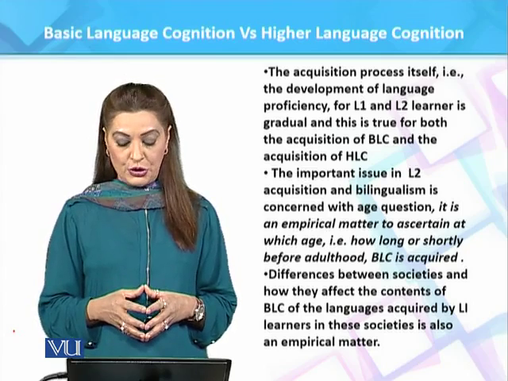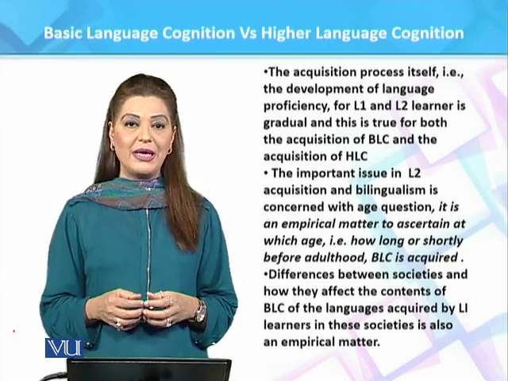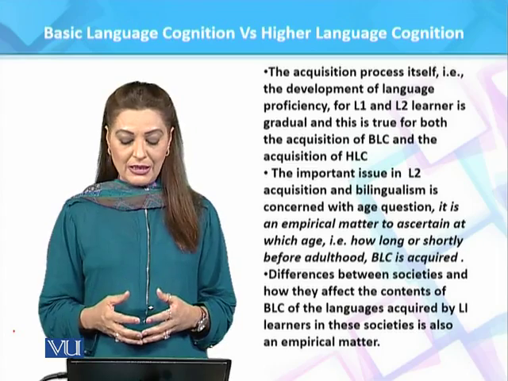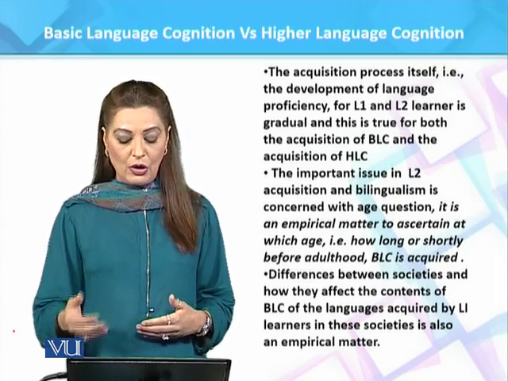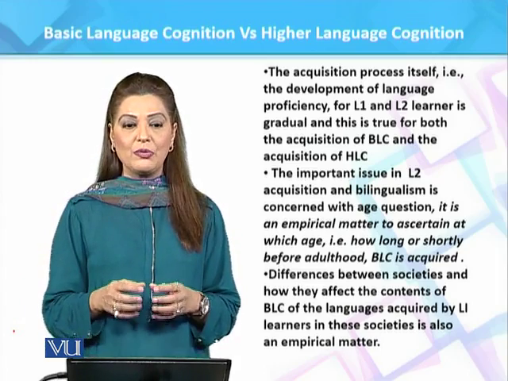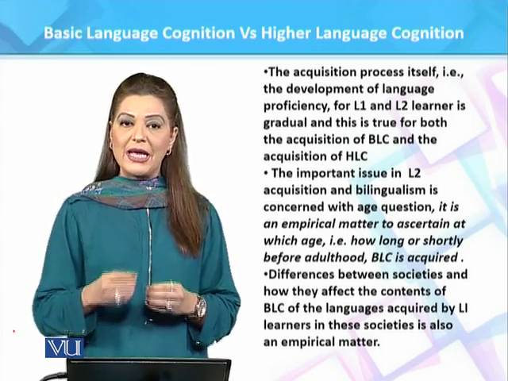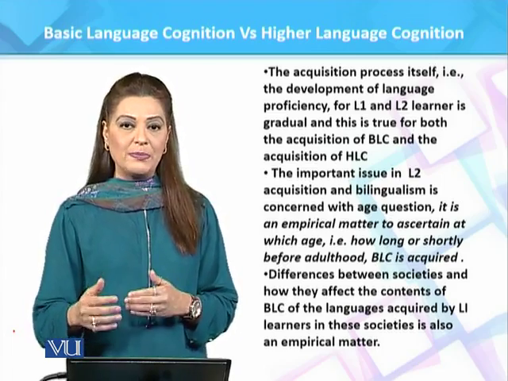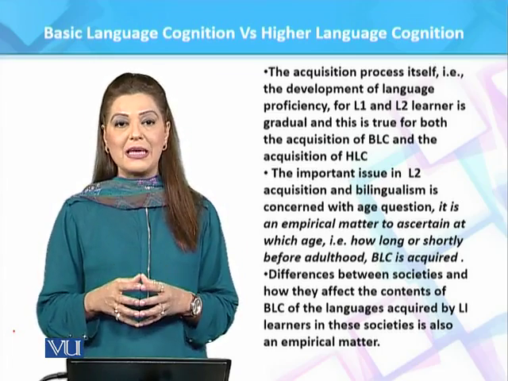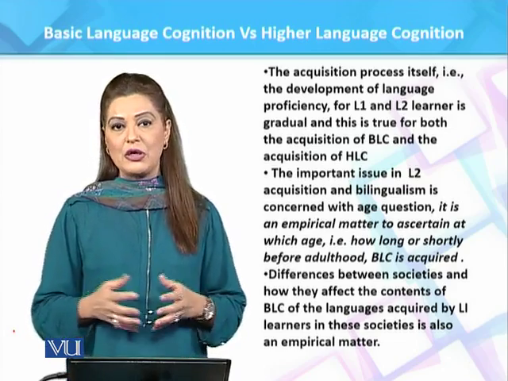The important issue in second language acquisition and bilingualism is concerned with the age question. It is an empirical matter to ascertain at which age, for example, how long or shortly before adulthood BLC is acquired. So the very important question is the age factor, that at which age it starts or when it stops before you acquire BLC, basic language cognition. Now, this is something which is an empirical matter and needs to be assessed or tested based on empirical study.